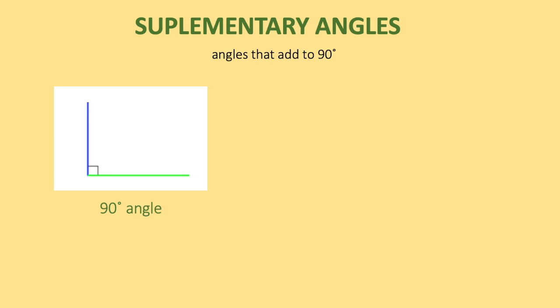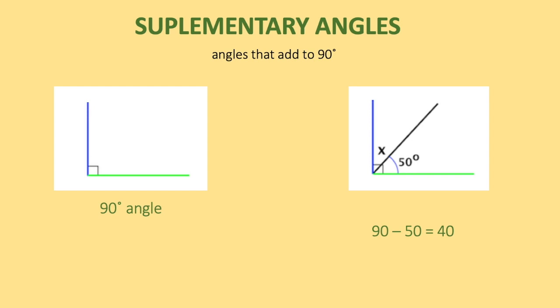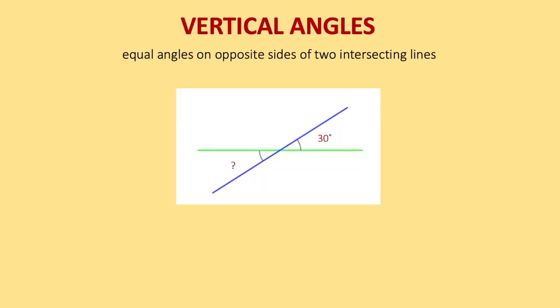Supplementary angles add up to 90. This is a 90-degree angle. You can tell it's 90 degrees by the little box that's in the corner. When you put a line through that 90-degree angle, you get two angles again. And the way that you find the unknown angle this time is by subtracting the known angle from 90. So in this case, we have 90 minus 50 equals 40, so x is equal to 40 degrees.